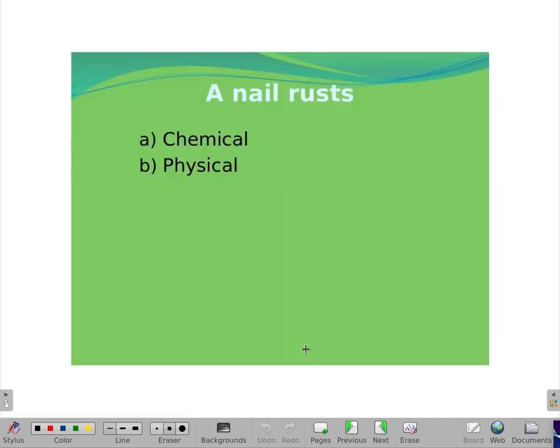All right, stop and think about this one for a second. A nail rusting, chemical or physical? Yeah, it's a chemical change because the nail is oxidizing, it's gaining oxygen, it's turning into a reddish brown material. That is definitely something new.